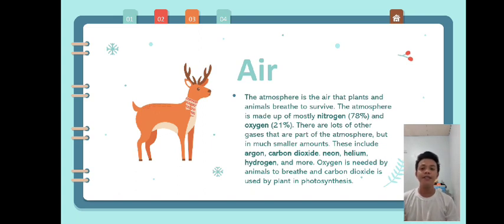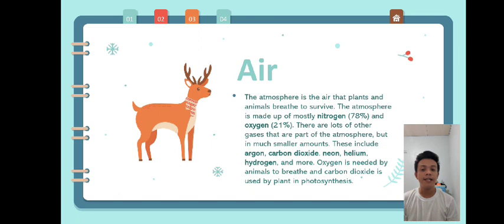And next is the air. The atmosphere is the air that plants and animals breathe to survive. The atmosphere is made up of mostly nitrogen with 78% and oxygen 21%. There are lots of other gases that are part of the atmosphere, but in much smaller amounts. These include argon, carbon dioxide, neon, helium, hydrogen, and more.